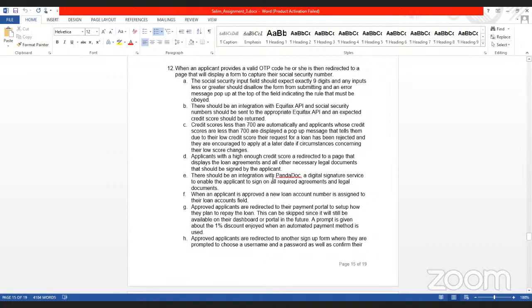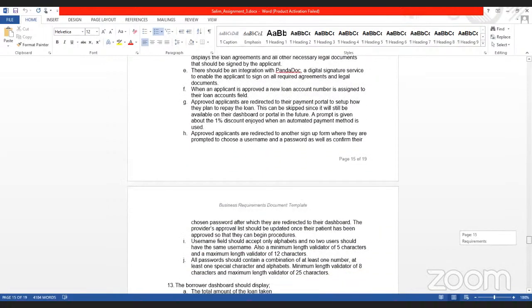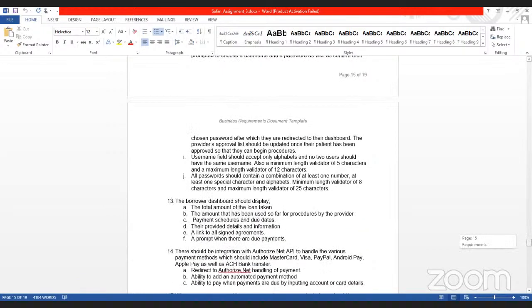When they are signing any sort of agreements, they use the PandaDoc integration API for the digital signing of any sort of documents. When they are approved for a loan, they get issued a new loan account number, as mentioned earlier. They are also given a prompt when they sign up that they would receive a 1% discount if they do the automated sign-up procedures.